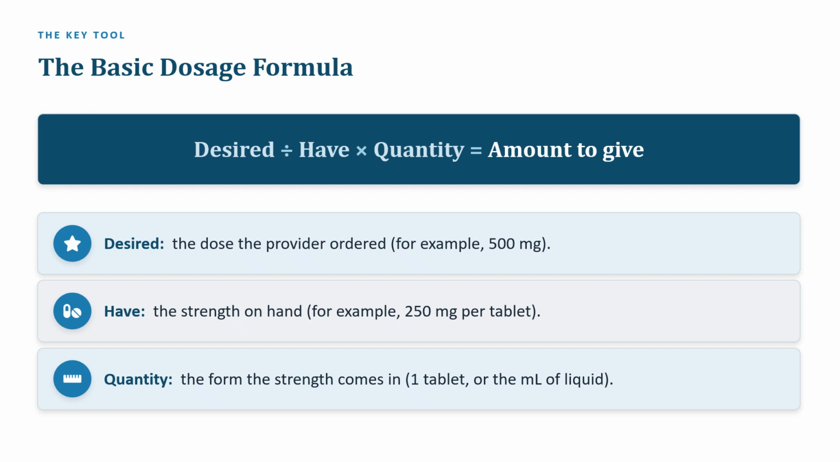On the next 2 slides, we will put real numbers into this formula, once for tablets and once for a liquid, and you'll see how this works very quickly. For now, memorize the formula and the meaning of each term.